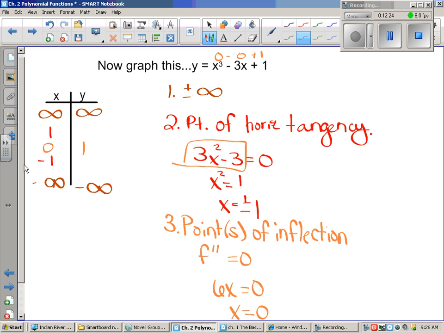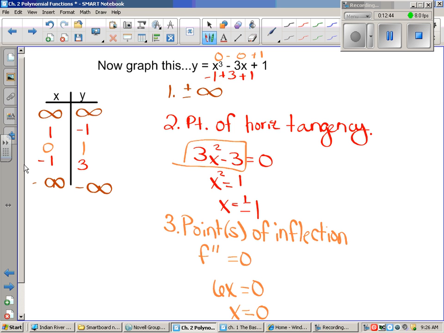For my points of horizontal tangency, for those, I need to plug in 1. So I'd have 1 cubed minus 3 plus 1. So that's negative 2 plus 1, or negative 1. And then as I put negative 1 in there, I get negative 1 plus 3. So that would be 2 plus 1, which is 3. All right, now we're going to do that graph.